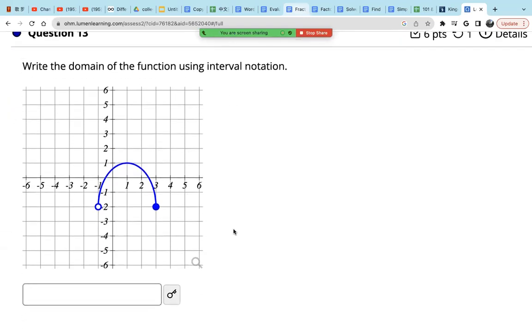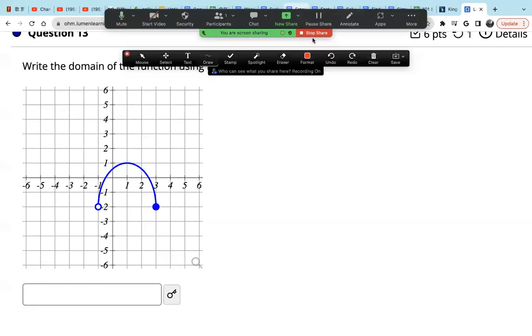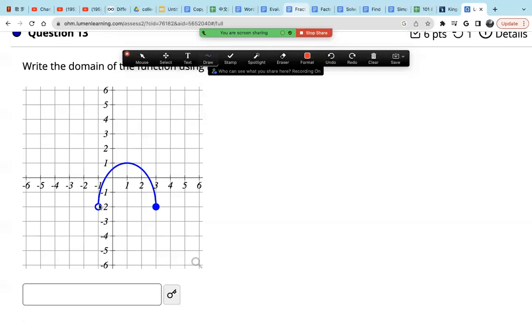Let's see 13. We need to write the domain of this function. So this graph is a function. Domain means we look from the left to the right. We see clearly that it's starting from -1, but not including -1, right? And up to 3, but including 3. So open parenthesis, -1, comma, 3, close bracket.